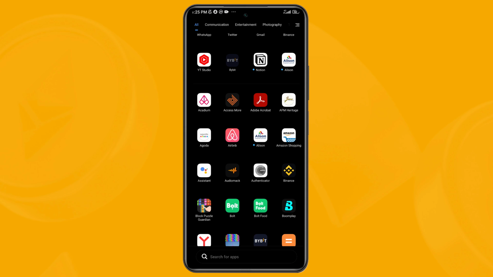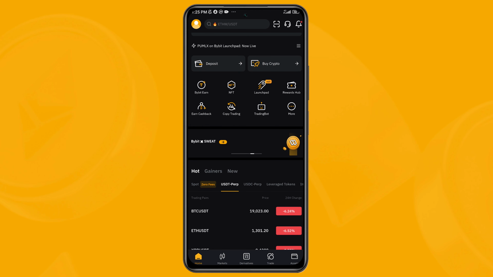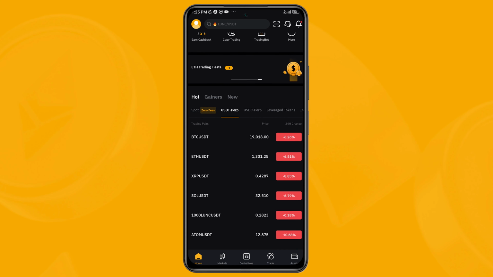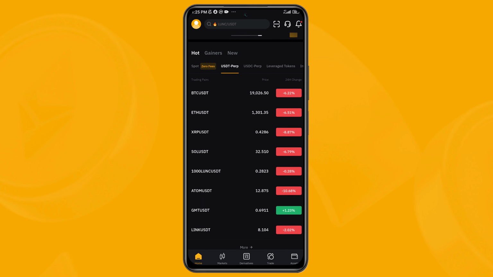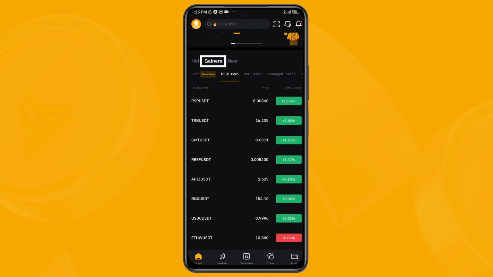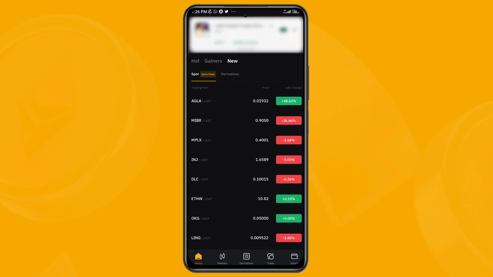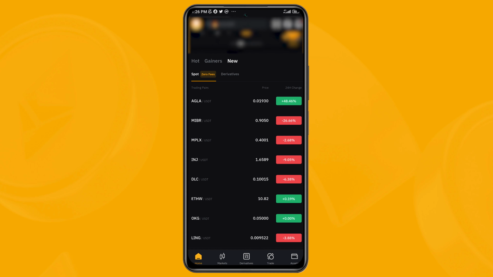Let's head over to Bybit. So this is the Bybit homepage, where you can see the coins that are trading on Bybit. You can also click and see the gainers. You can also see here the new crypto. Also here you have spot zero fees. That means that you can trade with zero fees on Bybit. To get started, I would recommend you start with at least $10. It might actually be more, but it must be at least $10.